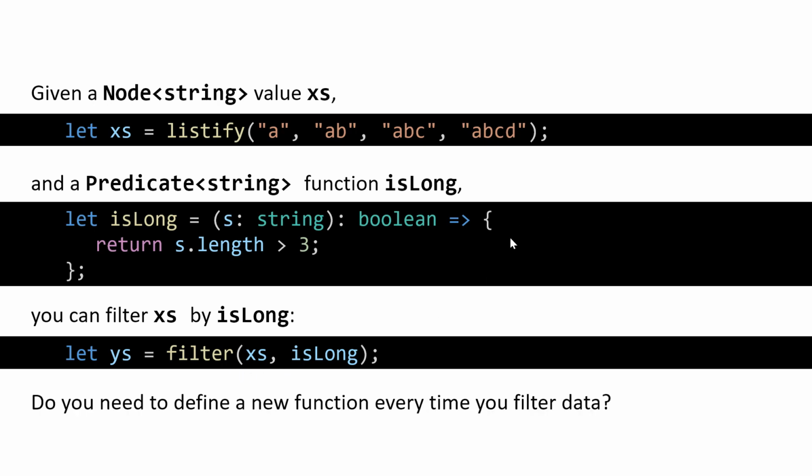And so the question is, do we really need to define a brand new function and put a name on it every time we want to filter our data? What if we're just exploring our data? Wouldn't it be nice if we could just do this in a more succinct way without having to define a function separate from using filter?